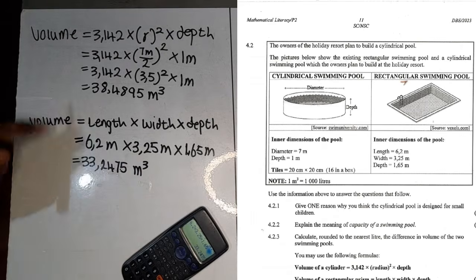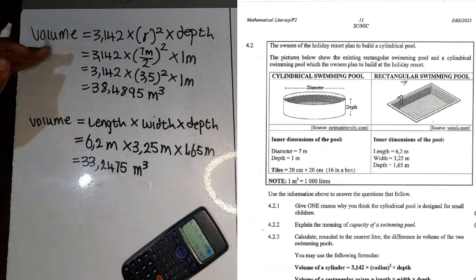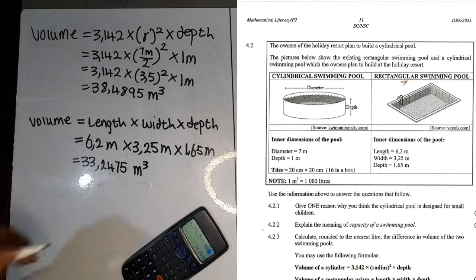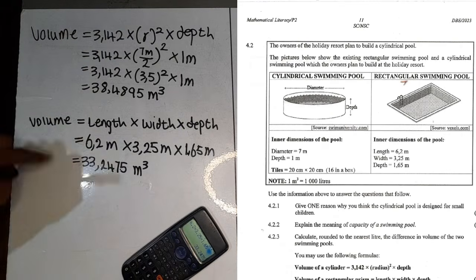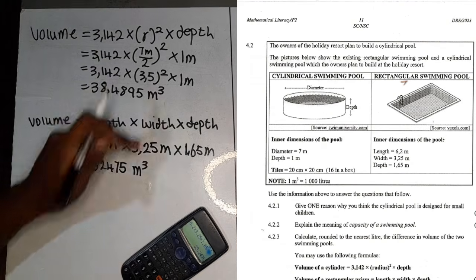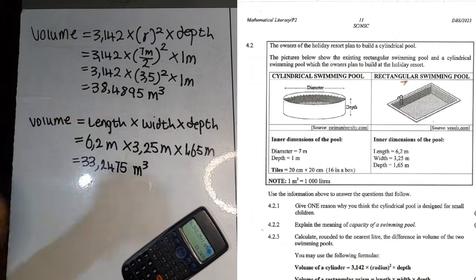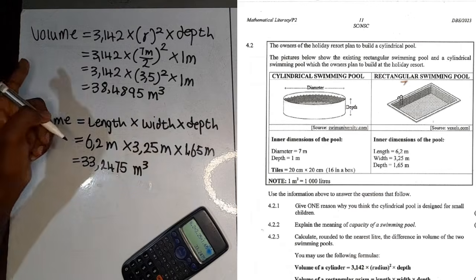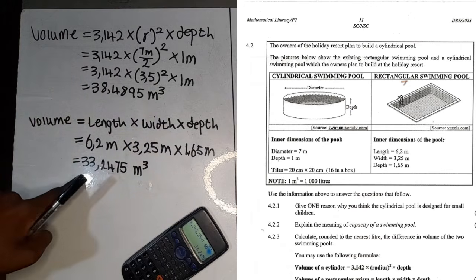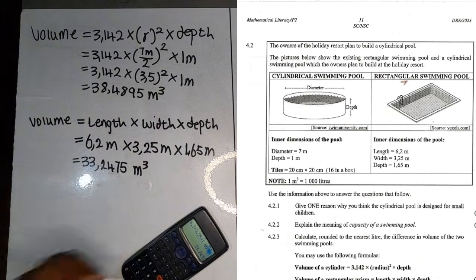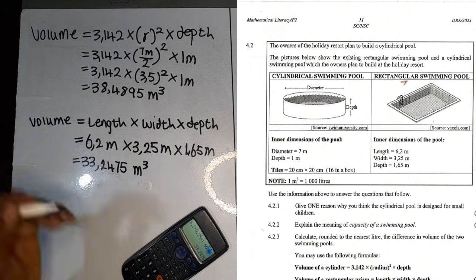So now we have the volumes for both pools, and what we can do now is calculate the difference. Remember that we've been asked to calculate the difference between the pools in liters, but we're first going to calculate it in meters as it is. So we're going to take the volume of the cylindrical pool and subtract the volume of the rectangular pool. That will give us the difference between the two volumes.